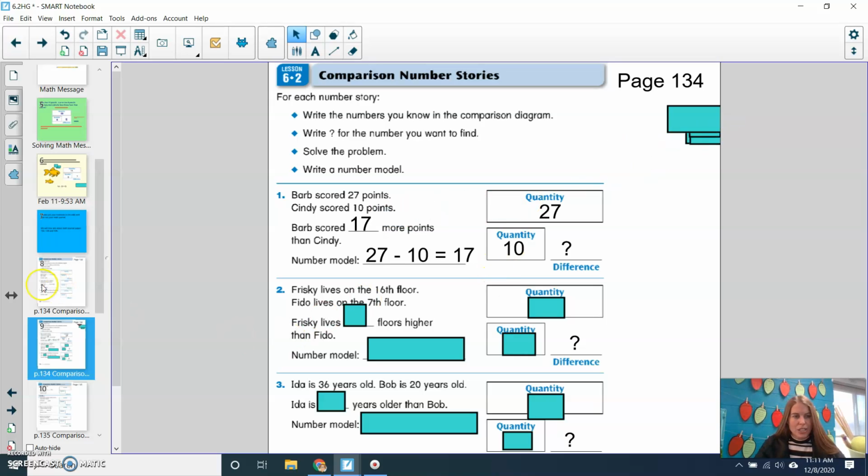So now what I'd like you to do is pause the video, solve questions 2 and 3, and then press play when you're ready to check.